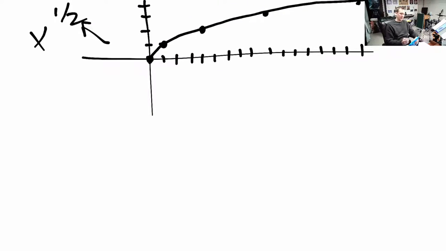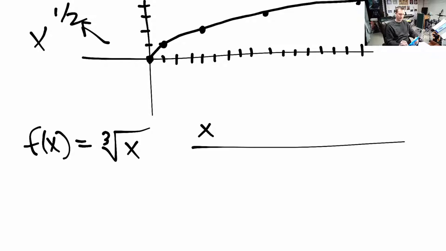What if it's an odd root? Let's go with the third root of x now. And I'll go ahead and make a table, plugging in only the numbers which I know the perfect third roots of. I'll start with 0. That's 0.